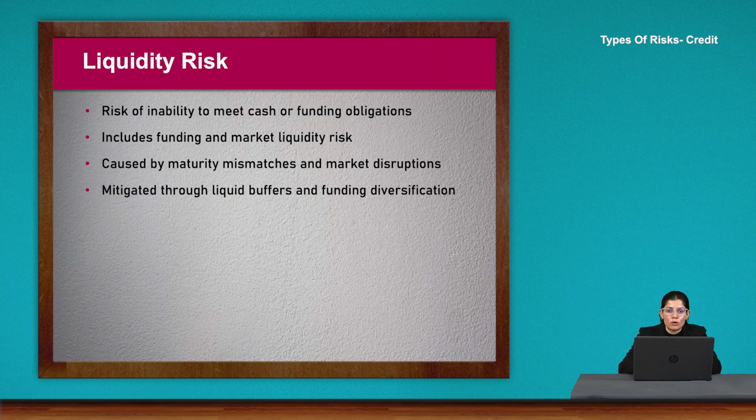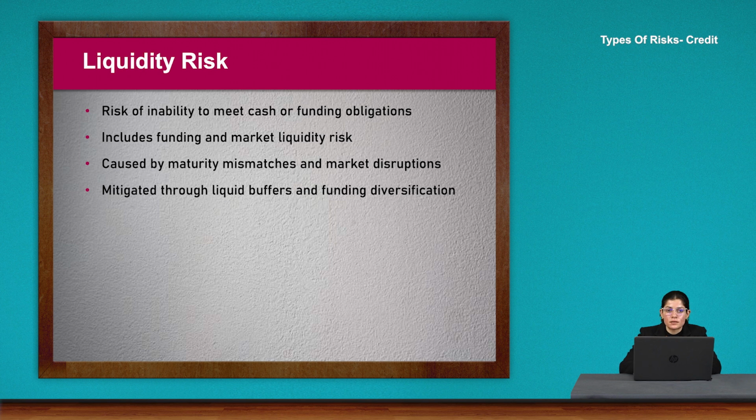Now we will understand liquidity risk. Liquidity risk arises when a bank is unable to meet its payments or collateral obligations without incurring excessive costs. It takes two forms: funding liquidity risk, relating to the inability to roll over liabilities or meet outflows, and market liquidity risk, relating to the difficulty in selling assets quickly without significant price discounts.